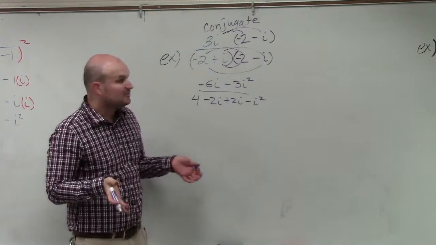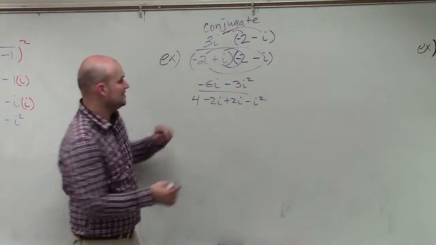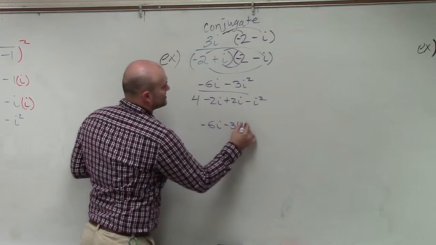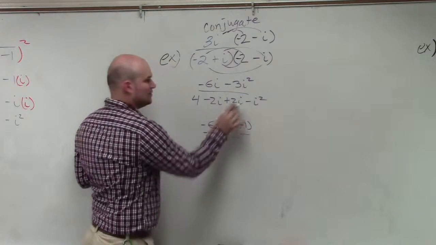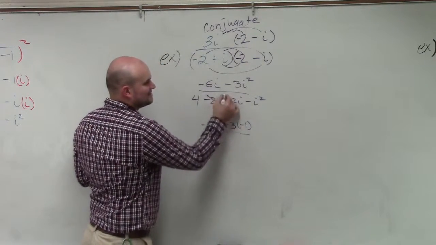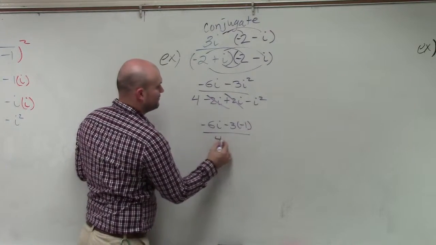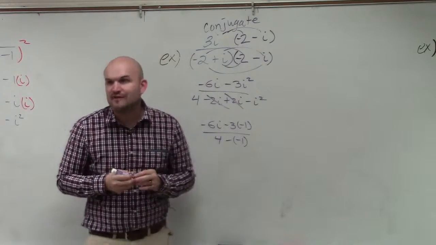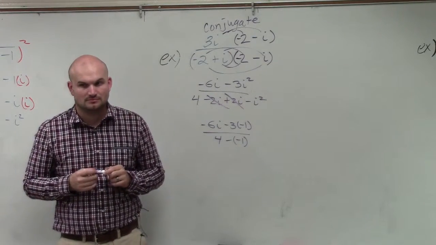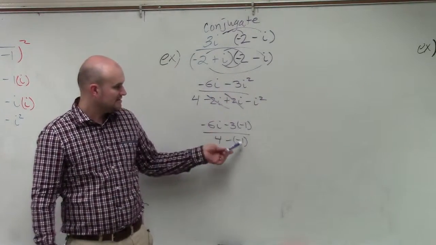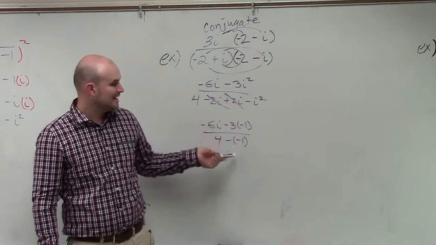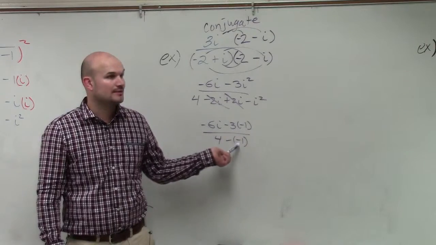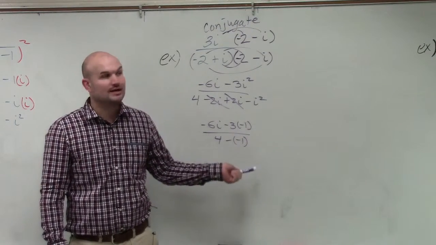So now let's simplify all the i squareds to negative 1. So that becomes a negative 1. So I have negative 6i minus 3 times negative 1 all over, and these add to 0. So I'm left with 4 minus a negative 1. Does everybody follow me so far? Anybody have any questions? Did I lose anybody? Anybody want me to reiterate anything?